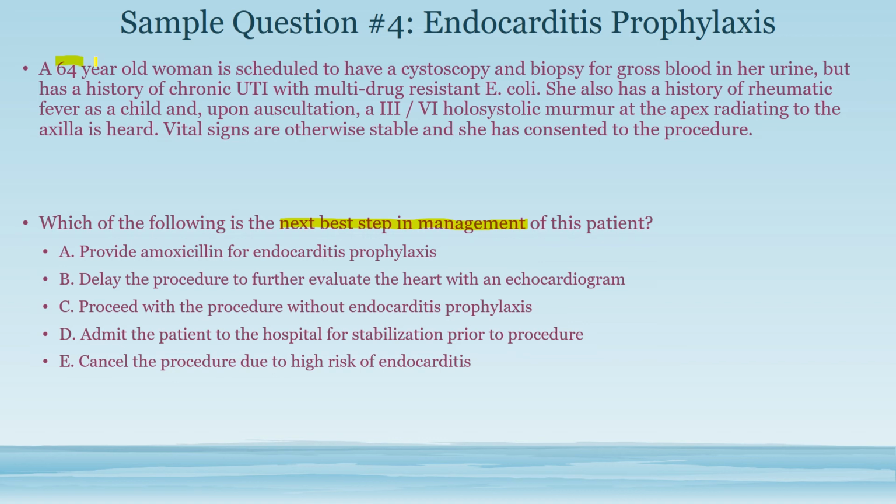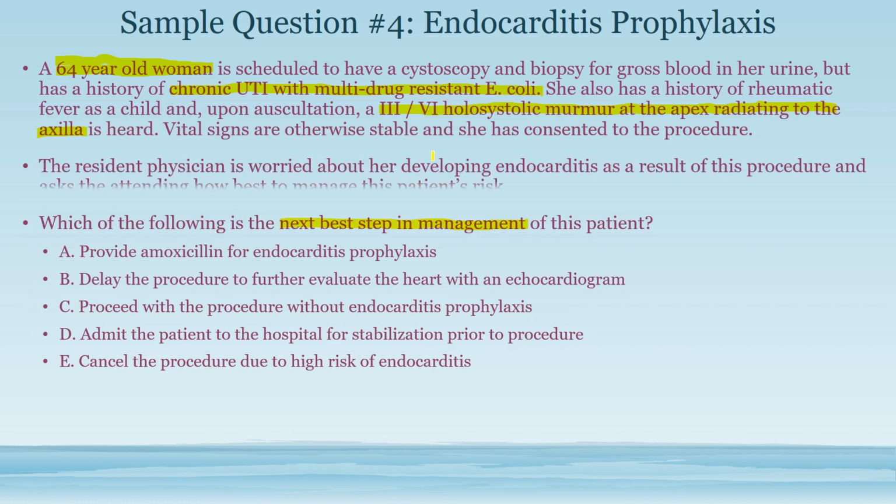A 64-year-old woman is scheduled to have a cystoscopy and a biopsy for gross blood in her urine, and she has a history of chronic UTI with multi-drug resistant E. coli. She has a history of rheumatic fever as a child, and upon auscultation, a 3 out of 6 holosystolic murmur at the apex radiating to the axilla is heard. So this will be a mitral regurg going on here. And she had rheumatic fever as a child, so this could be the reason for this holosystolic murmur. Otherwise, she's stable and she's consented to the procedure.